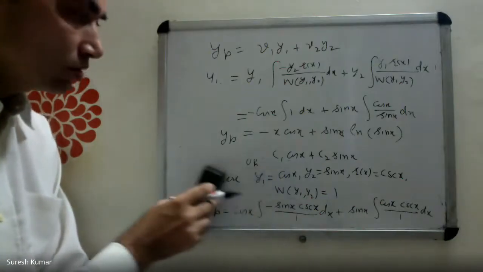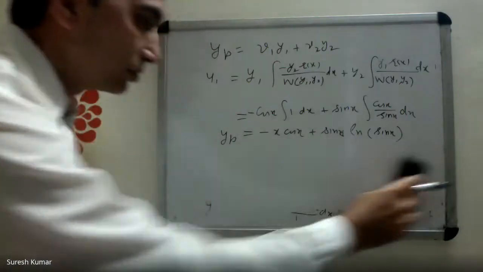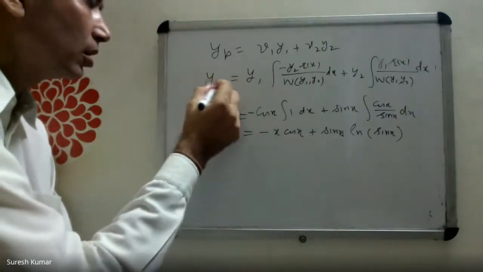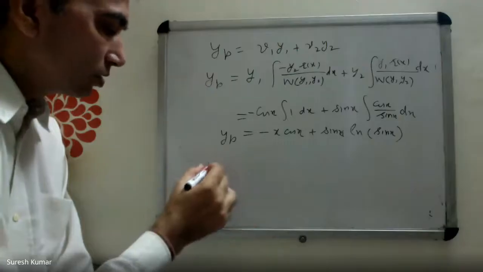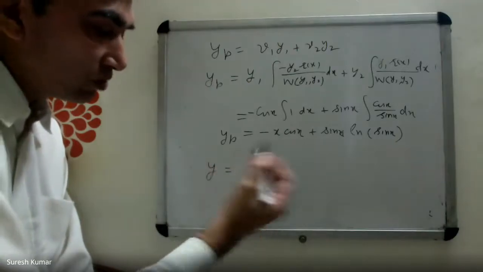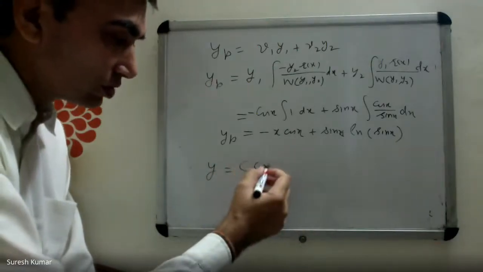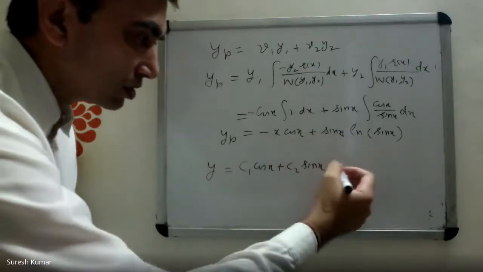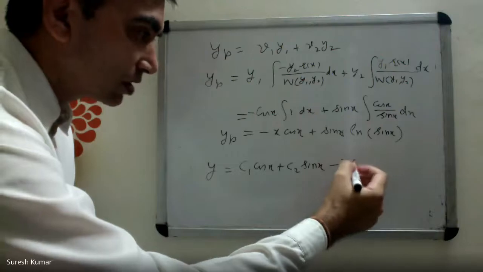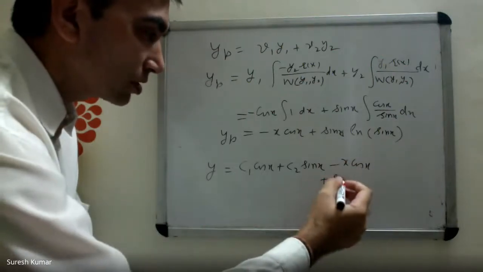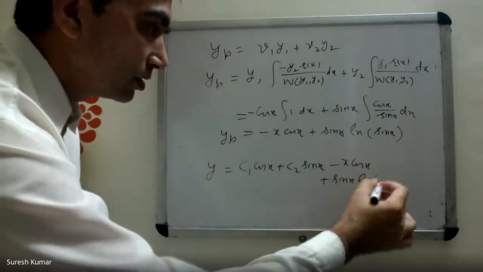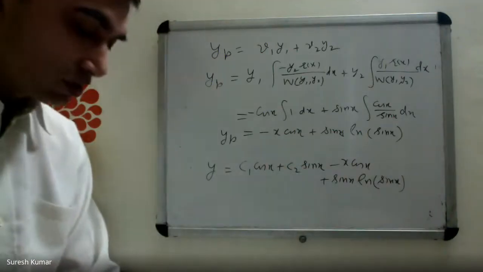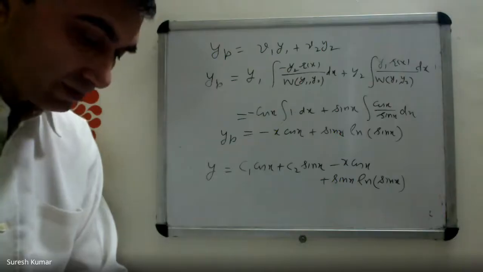So what is general solution of the given differential equation that you can write? General solution is yh plus yp. Yh you have already found, c1 cos x plus c2 sin x. After that, just write this yp, minus x cos x plus sin x ln sin x. This is general solution of the given differential equation.